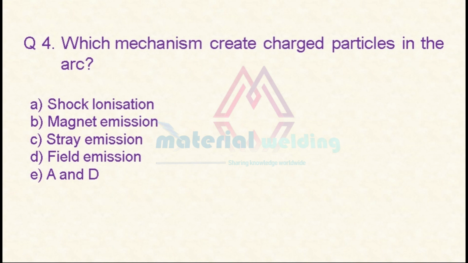Question 4. Which mechanism creates charged particles in the arc? A. Shock ionization. B. Magnet emission. C. Stray emission. D. Field emission. E. A and D.